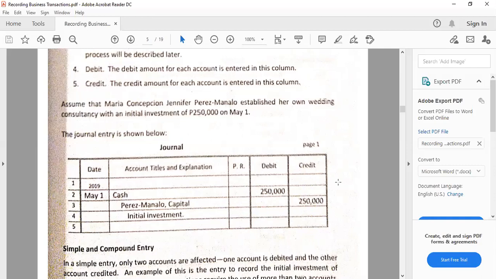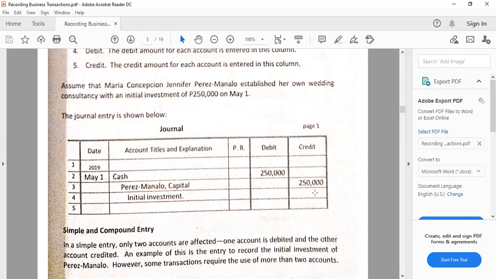Then for the debit and credit columns, these are now the amounts or the values for the transactions. If you notice, we always start writing the amounts from the last digit, meaning the last digit is 0.